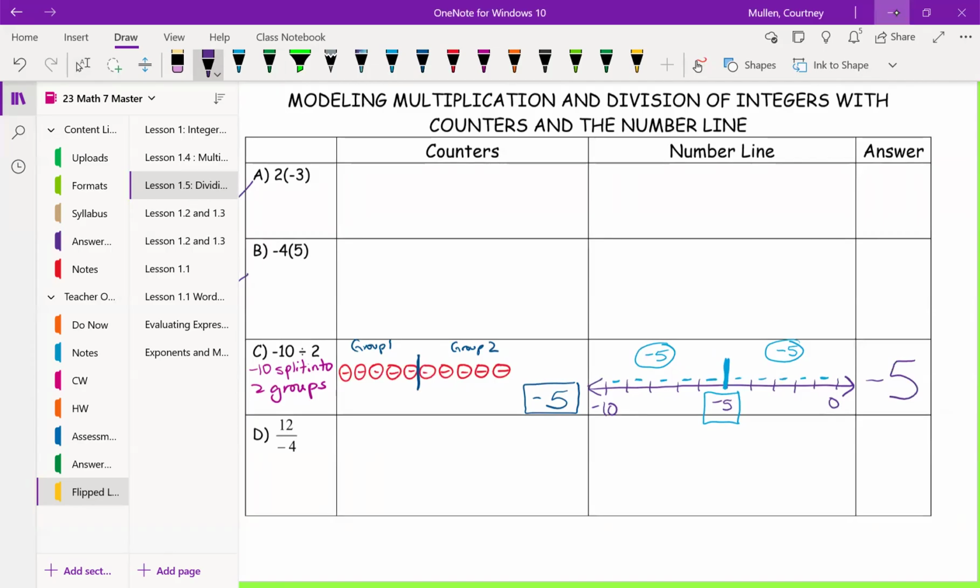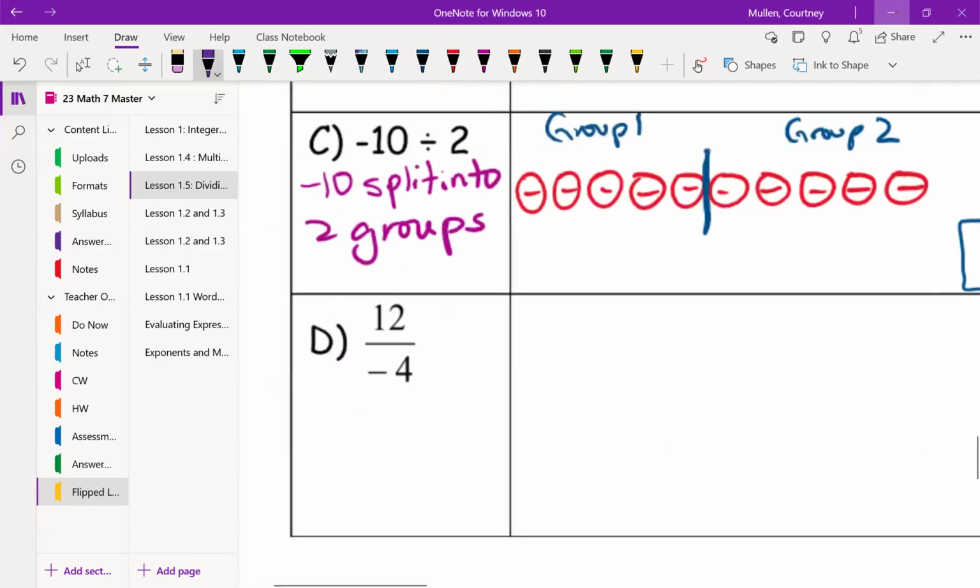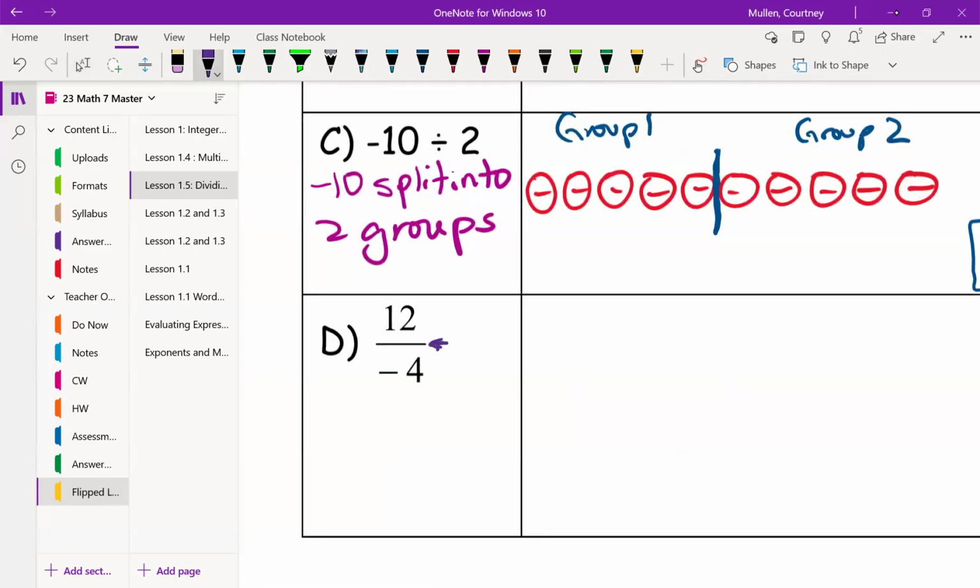As we saw with the multiplication rules, a negative divided by a positive or a negative times a positive is a negative. So this time our quotient is -5. Let's try one more time. On D, we have 12 over -4. What does that over bar really mean? Did you think it meant divided by? You're right. Fractions are just division. So if we are dividing 12 by -4, we're splitting 12 into -4 groups.